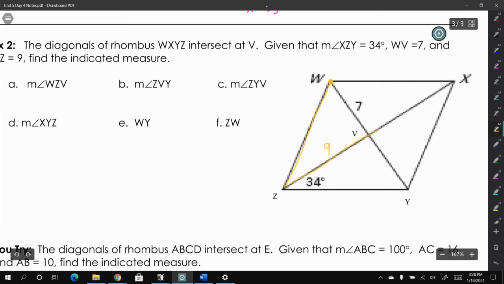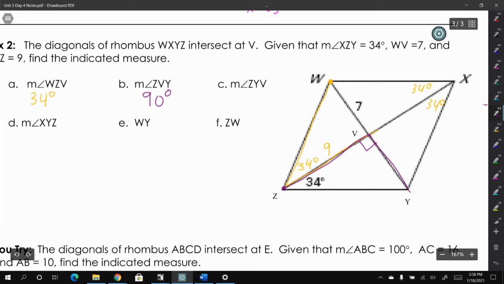WZV is this angle right here, so that is also 34 degrees. And I see that there's a lot of angles I'm going to have to calculate, so let me put those in. The measure of angle ZVY. Well, that is where the diagonals intersect, so we know that's going to be 90 degrees.